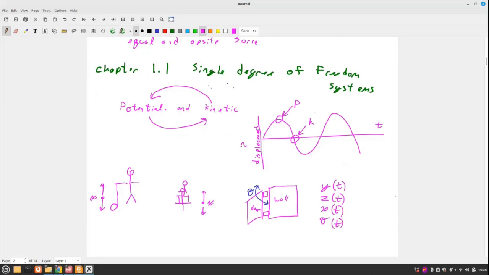because you will have a displacement X as a function of time, right? So the displacement changes through time. And so we have to write those as a function of time.